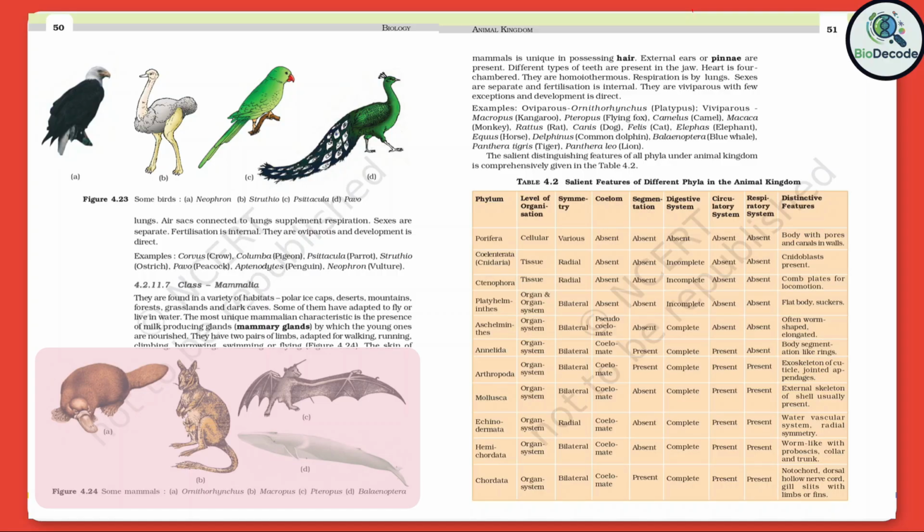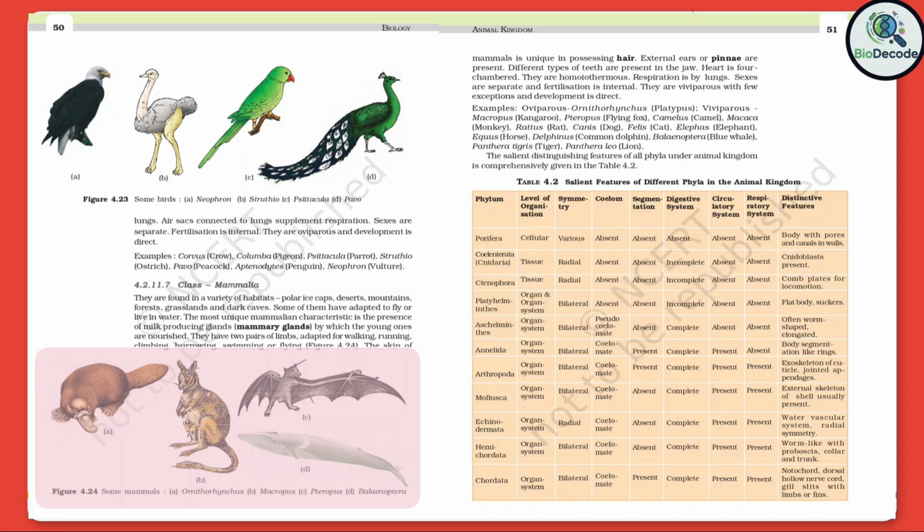B. Macropus kangaroo, a marsupial that carries young in a ventral pouch. Adapted for terrestrial life, it has powerful hind limbs for hopping and a long tail for balance. This figure demonstrates reproductive specialization and locomotor adaptation.